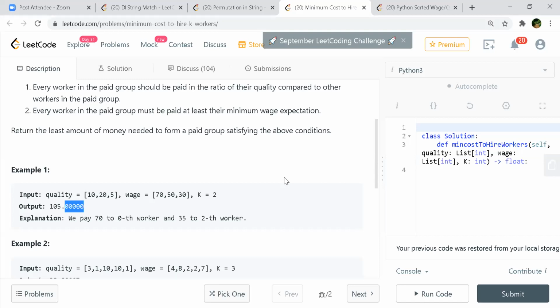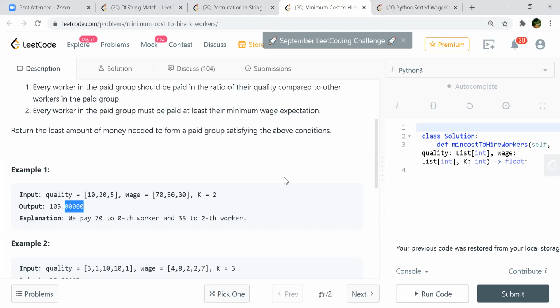So if you add these two, you get 105. They have selected the 0th and the last worker, right? But if you look at the wages, the last two are better in terms of wages.